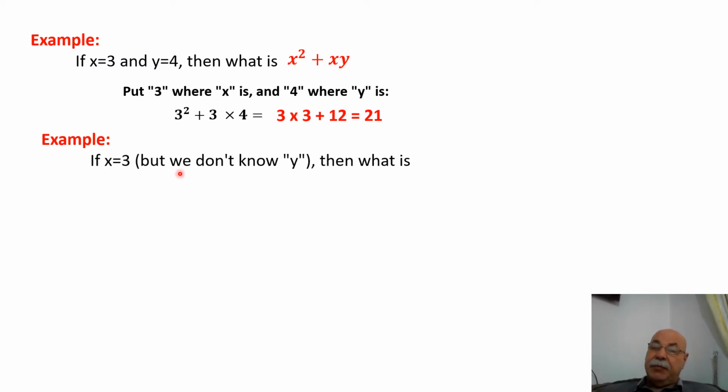If x is 3 but you do not know y, then what? Here they tell me x equals 3, but we don't know y. If the question does not give me y, I must find the value of x, and from the value of x I find y.